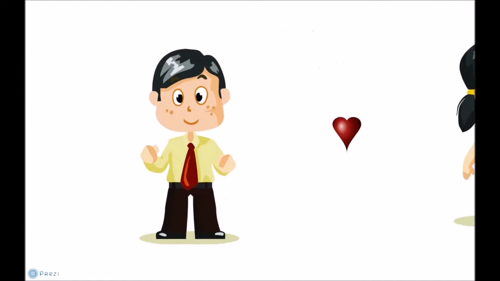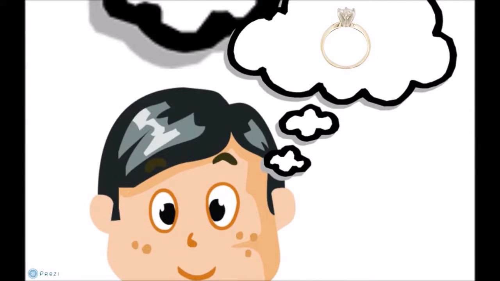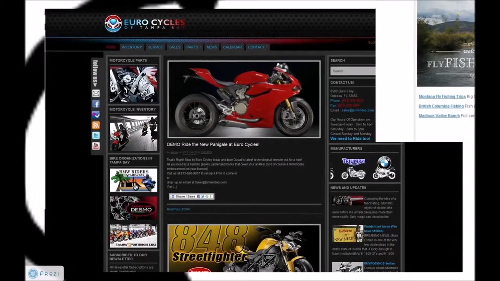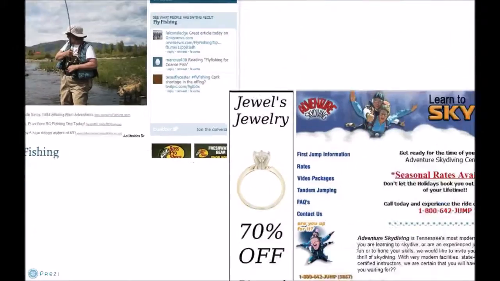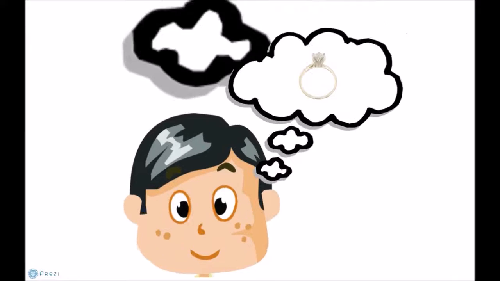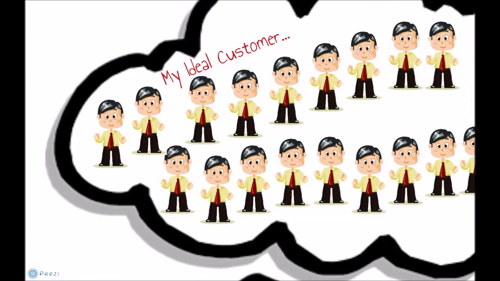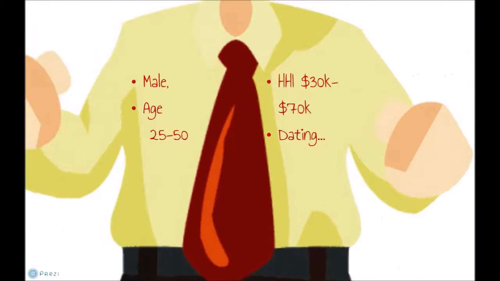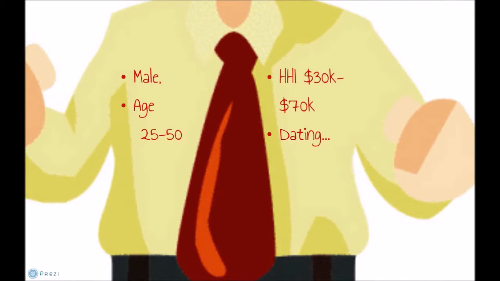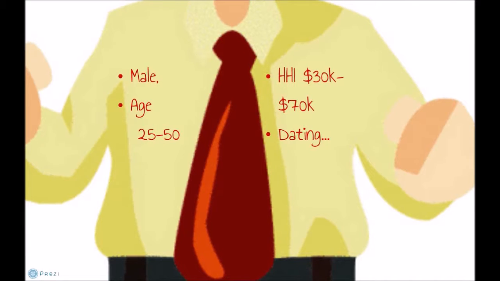This is Bobby. Bobby loves Mandy and is thinking about buying her a diamond engagement ring. He also loves motorcycles, fly fishing, and skydiving, and spends more time thinking about those things than he does diamond rings. Jewel knows her core diamond ring customer base is made up of Bobbies. They're generally male, between 25 and 50, with a household income from $30,000 to $70,000.